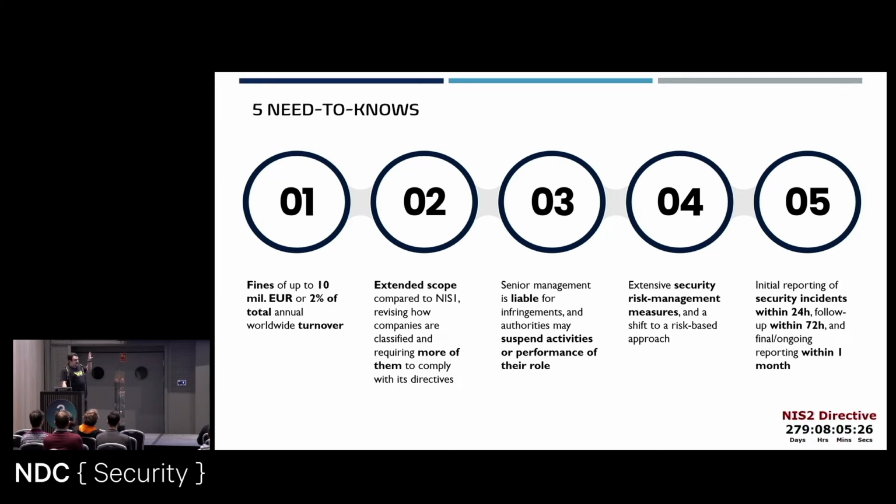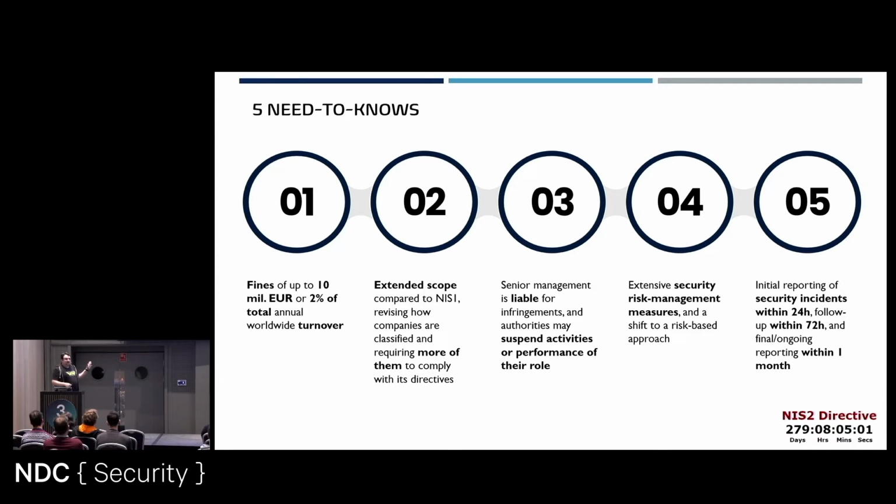For the measures themselves, the security risk management measures are now in a clear, more extended list. Now, they're still vague, but they're not as vague as they used to be in NIS1. And it's a list that you have to be able to say, yes, I'm doing this, I'm doing that, I'm doing that. And we'll see what that is in a moment.